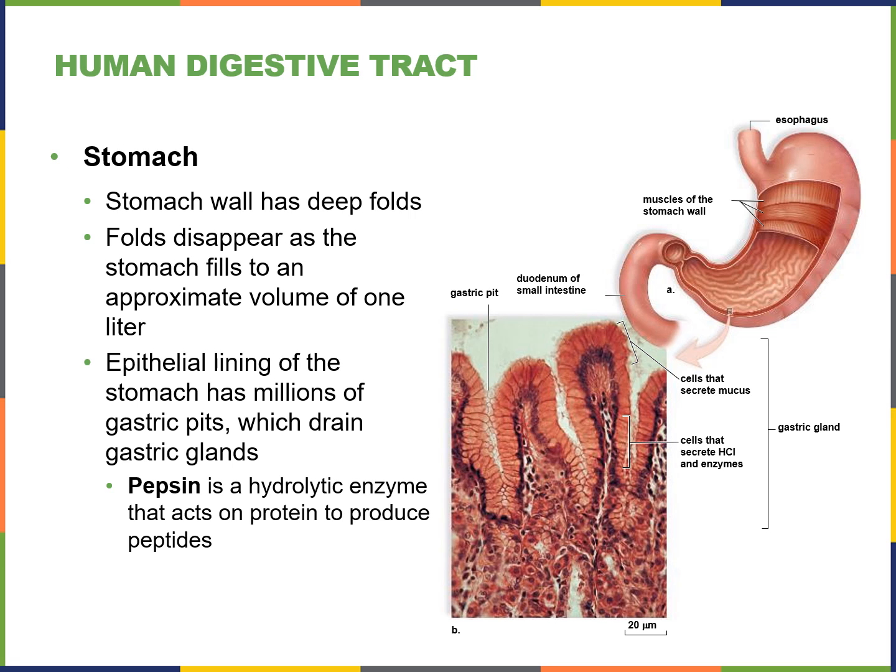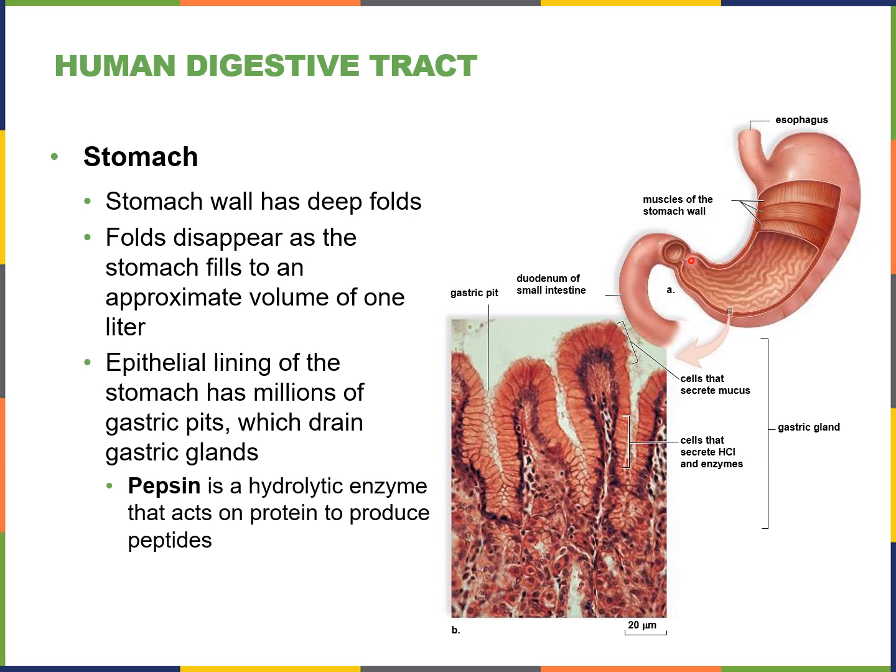Okay, now once we're in the stomach, then we can get on to the third step, which is mechanical breakdown. And essentially what's happening in a mechanical breakdown is we're wanting to increase the surface area of our food, right? We're wanting to increase the surface area of our food so that we can get more enzymes to it to help break it down as well. And in your stomach, you've got these really deep folds, and they kind of disappear as the stomach fills to an approximate volume of 1 liter.